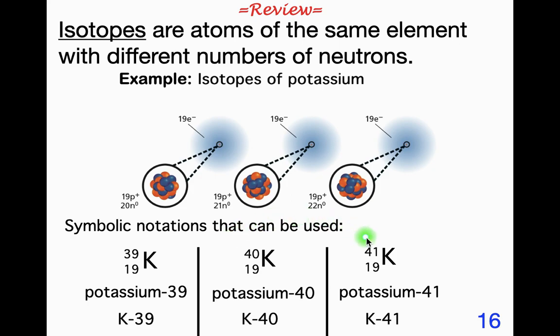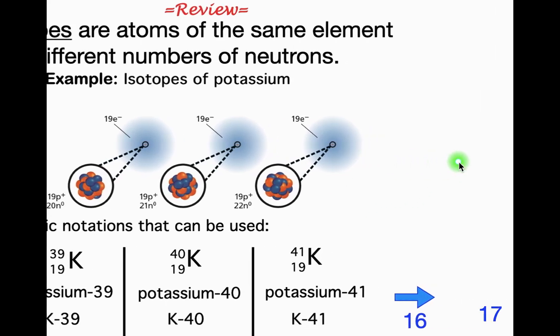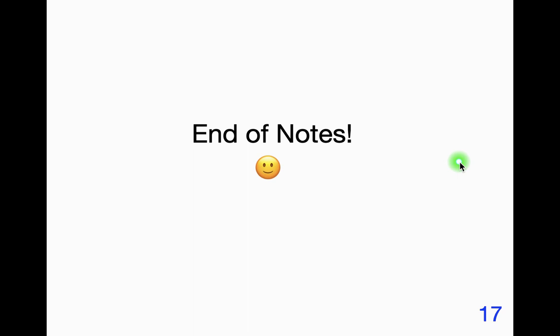Okay, now our next topic that we'll get to next time is calculating atomic mass. If we had a sample of potassium in nature, a certain amount of that potassium would be one isotope, a certain amount would be another, and a certain amount would be another. So when you look on the periodic table and find the atomic mass for potassium, which is 39.10, where does that number come from? That is a weighted average calculation you might remember from last year, and that will be our topic next time. But for now, that is the end of today's notes.